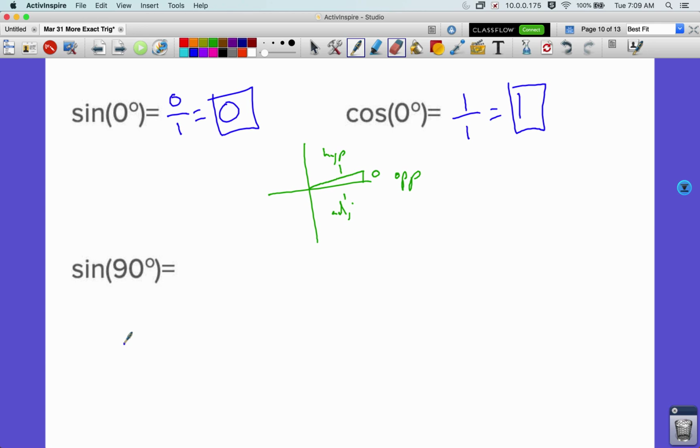All right, sine of 90 degrees. There's my flat triangle, 0, 1, 1. Opposite over hypotenuse is 1 over 1 equals 1.